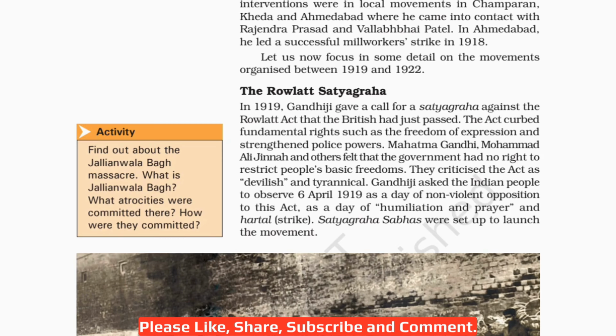They were strongly against this act because the British had forced unjust laws against the Indians, which were restricting the basic freedom of the Indian people. They criticized the act as devilish and tyrannical. Gandhiji asked the Indian people to observe 6 April 1919 as a day of non-violent opposition to this act, as a day of humiliation and prayer and hartal, a strike. Satyagraha Sabhas were set up to launch the movement.